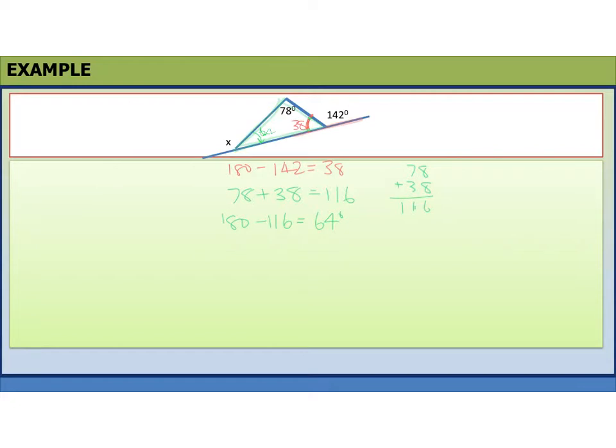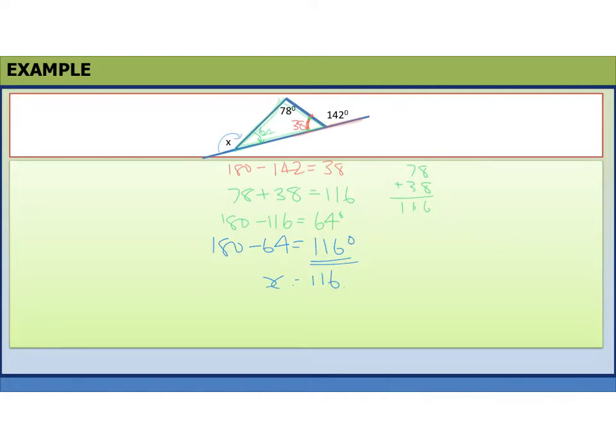And now we're able to use the angles on a straight line. So this angle plus the 64 must make 180. So if we do 180 take away 64, which is 116, we are left with the size of angle X.